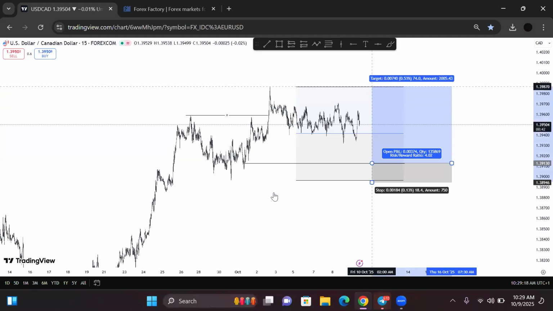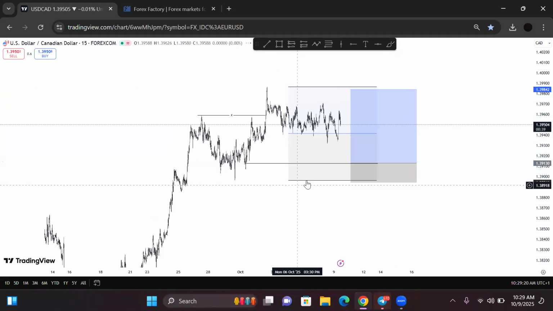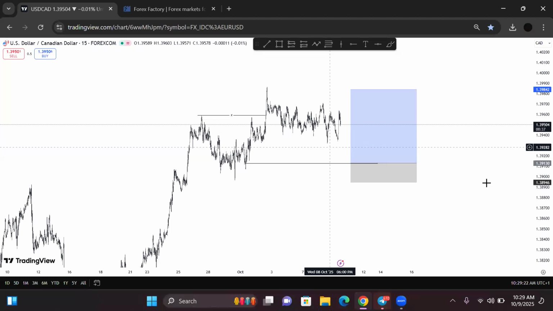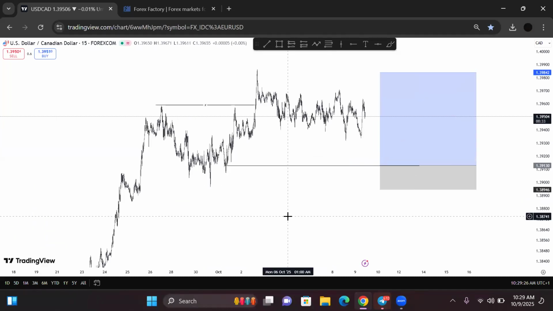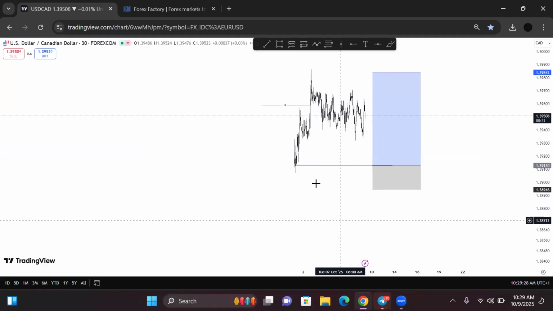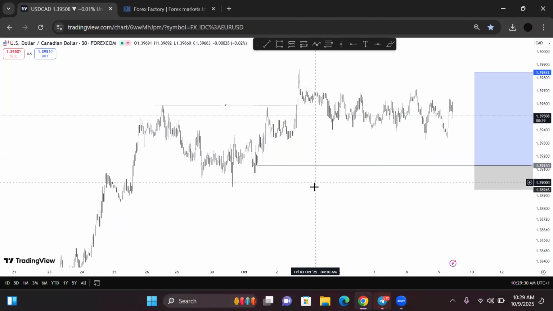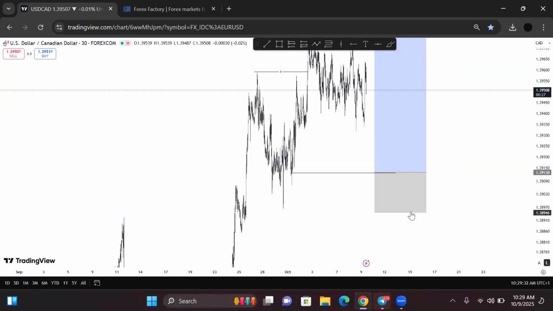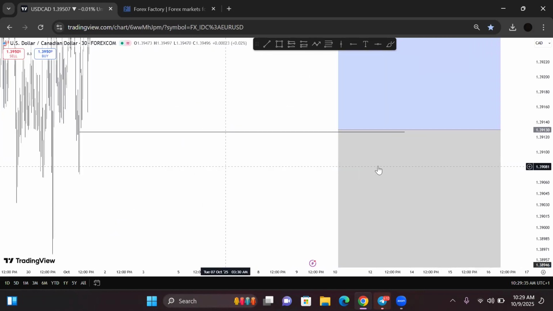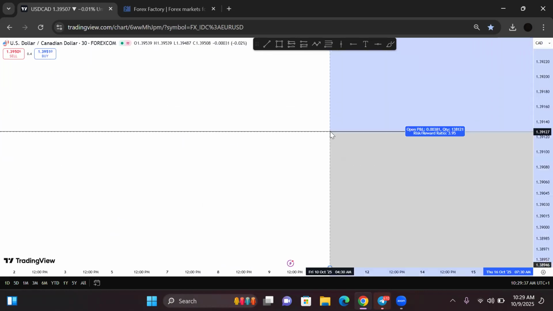All right, so this is what I have on USD card. This looks clean. So if you are trading it, you can take this trade. Once the market gets to this zone, you can take your trade. This is a clean trade. The person that asked for USD, you can screenshot this and you can take this trade.